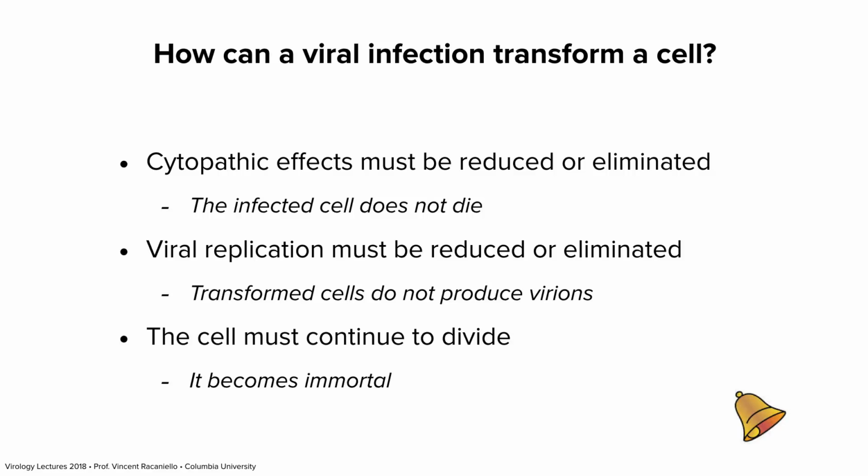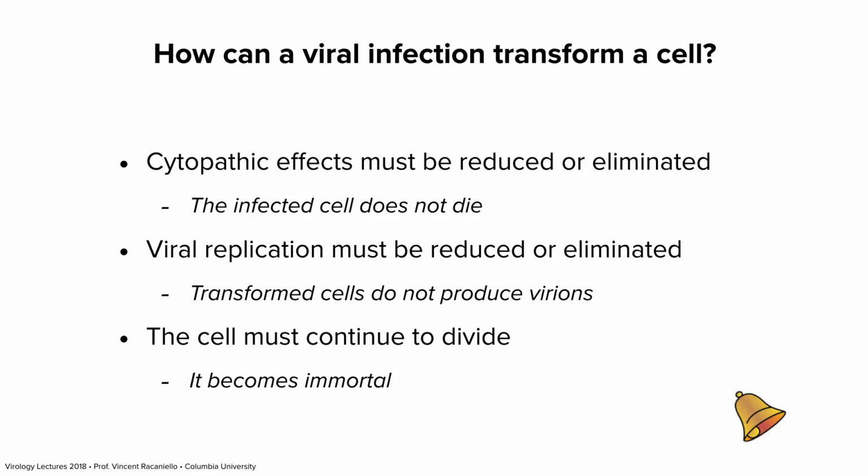Number two, we have to reduce virus replication, because that's often what kills a cell. And in general, these cells transformed by RNA and DNA tumor viruses do not produce virus particles. And finally, obviously, the cell has to continue to divide. If it's going to be immortal, it has to keep dividing.